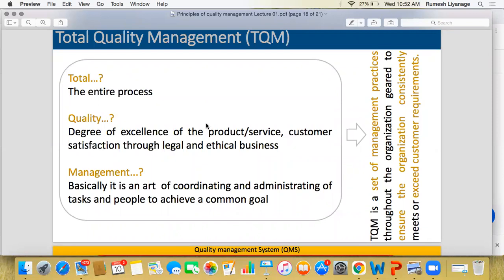So total quality management, TQM, is a set of management practices throughout the organization geared to ensure the organization consistently meets or exceeds the customer requirements. Nothing new. So the things we have discussed, the ultimate objective is to exceed the customer requirements. The total quality management is, you can read it.